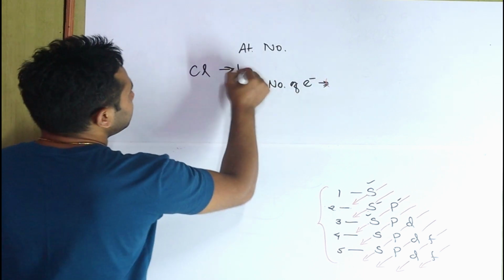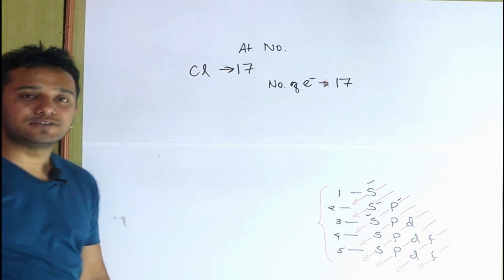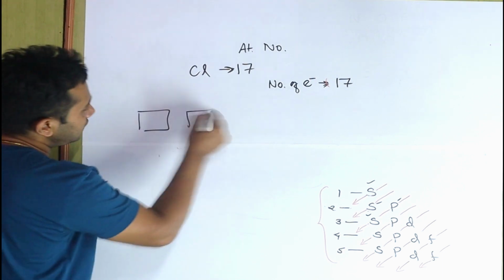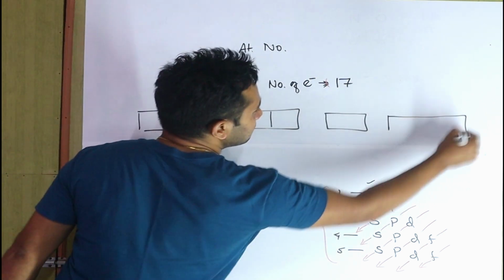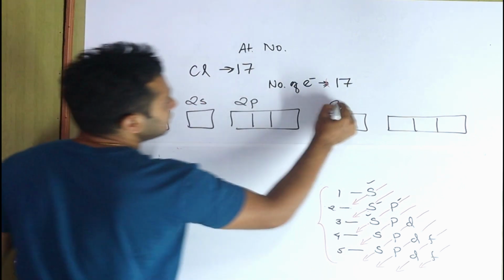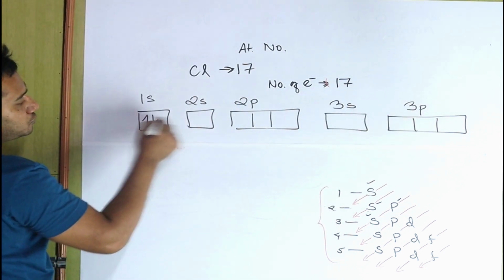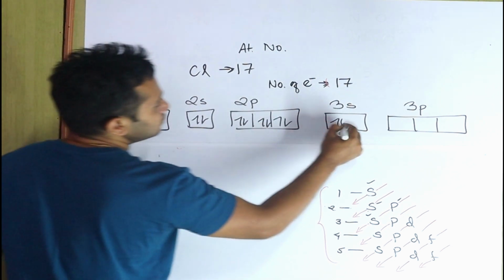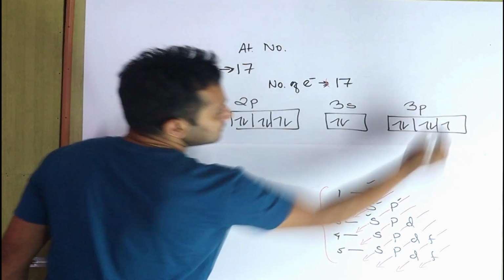Chlorine, atomic number 17, number of electrons is 17. So let's fill the electrons again: 1s, 2s, 2p, 3s, 3p. So how many electrons? 17. 1, 2, 3, 4, 5, 6, 7, 8, 9, 10, 11, 12, 13, 14, 15, 16, and then 17.